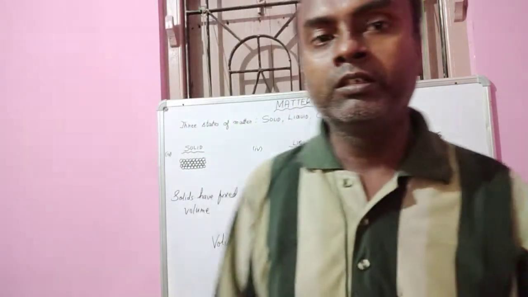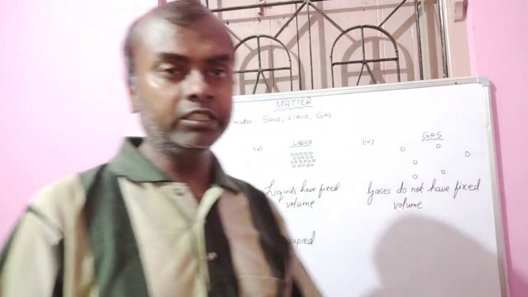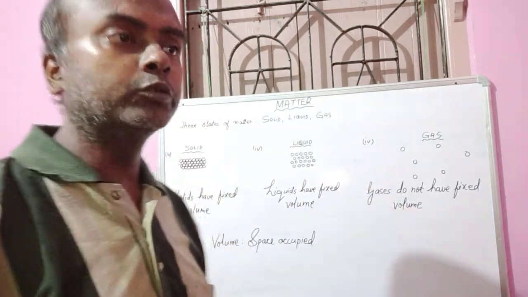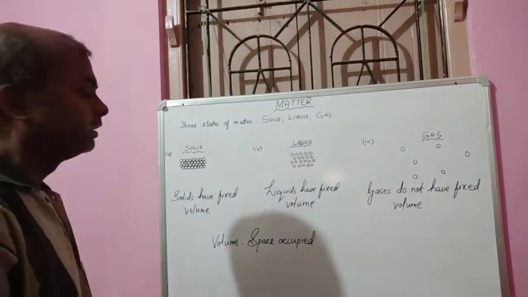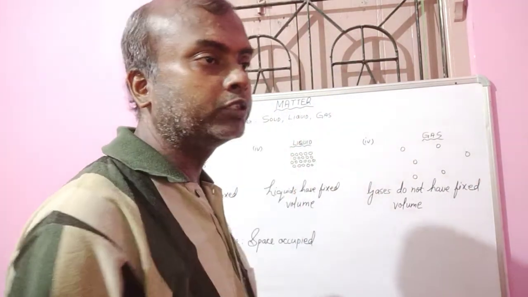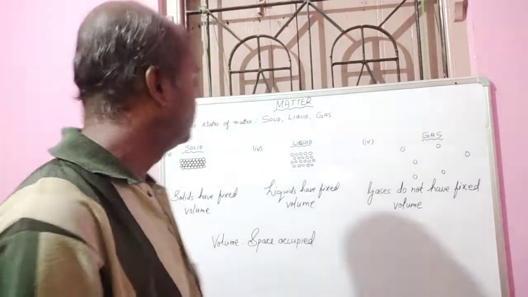Now take the example of a stone. Stone is solid. You take the stone and put it in a bucket. Will the space occupied by the stone increase? No, it will remain as it is. Its shape is fixed, so its volume is also fixed. Take the stone from the bucket and put it in a glass. Does its shape change? No, it will remain the same as it was. So in that way also, how much space that stone is occupying in the glass is also the same. No change will be there.